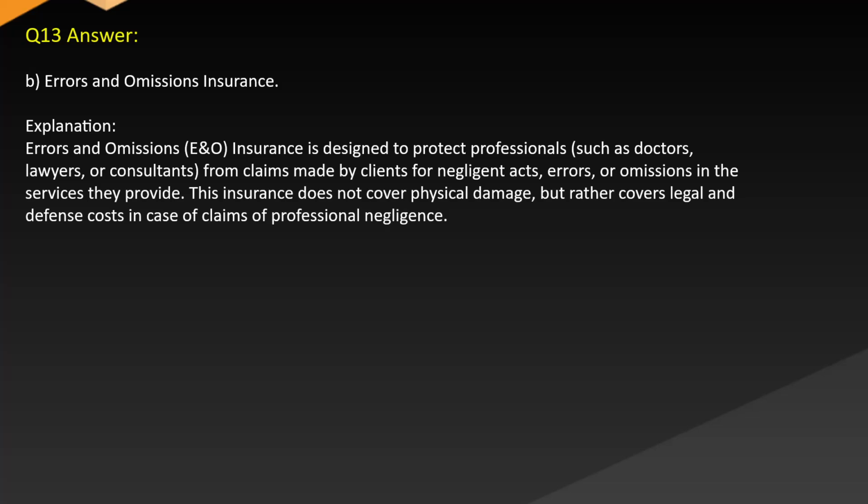Answer B. Errors and omissions insurance. Explanation: errors and omissions (E&O) insurance is designed to protect professionals such as doctors, lawyers, or consultants from claims made by clients for negligent acts, errors, or omissions in the services they provide. This insurance does not cover physical damage, but rather covers legal and defense costs in case of claims of professional negligence.